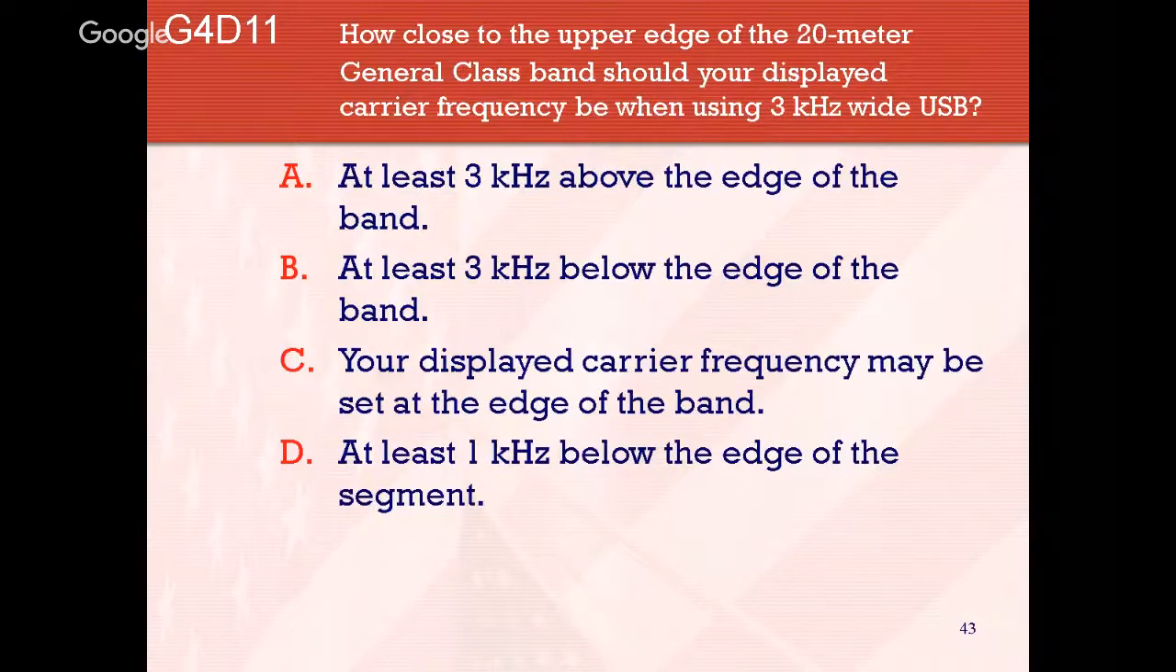So how close to the upper edge of the 20-meter general class band should your displayed carrier frequency be when using your 3 kilohertz wide upper sideband? Again, you don't want to get confused here because actually B is the correct answer. You want to be 3 kilohertz below the edge of the band.